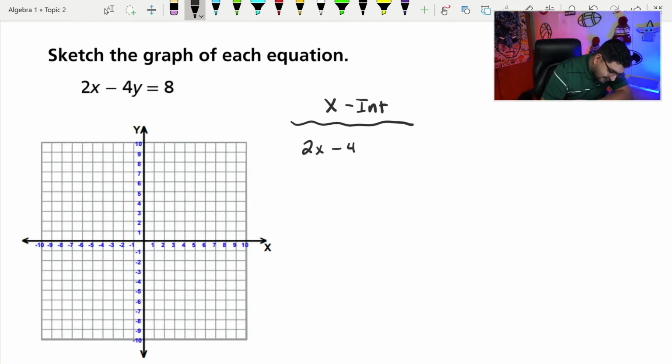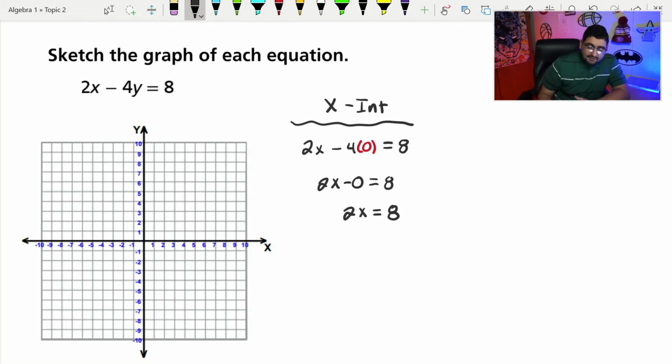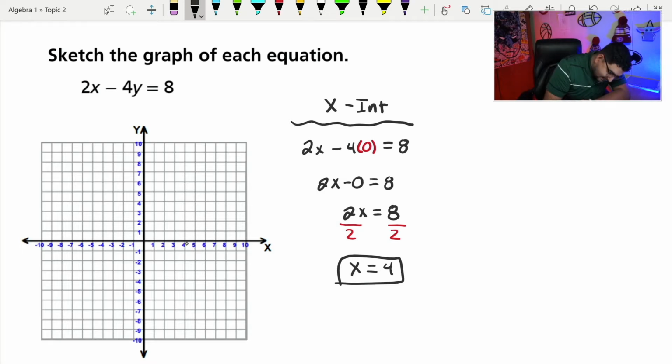Again, we discussed that in the last video. We replace the y with 0, and then we solve for x to find this intercept. So that'll leave me with 2x minus 0 equals 8, which is just the same as 2x equals 8. Then all I have to do is divide by whatever's in front of x, in this case 2, and I get x equals 4. So let's find 4 on the x-axis. It's right here. I'm going to put a red dot there.